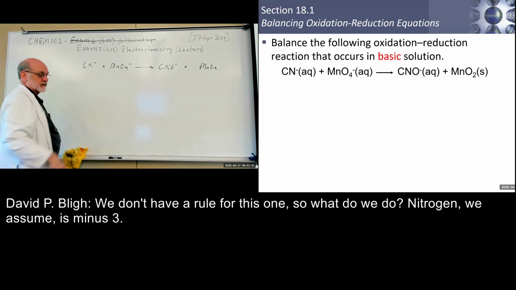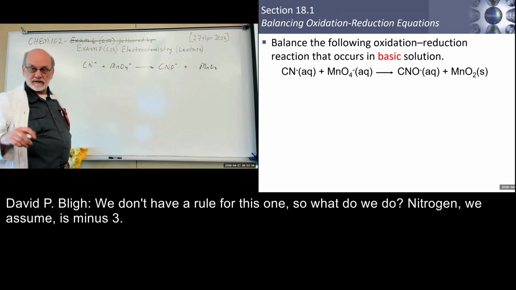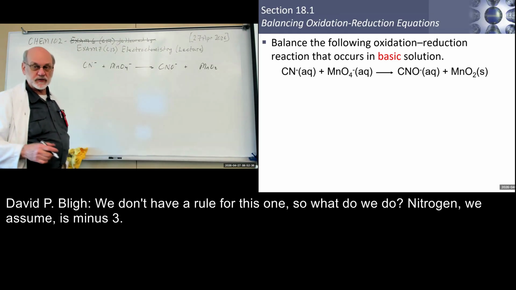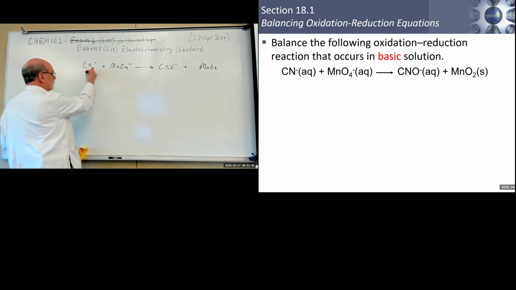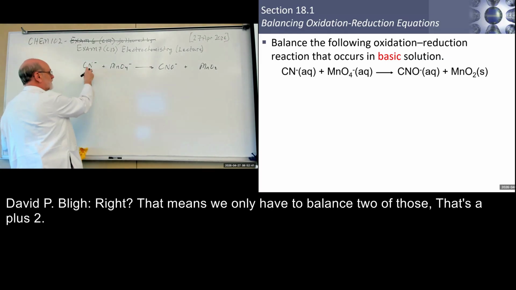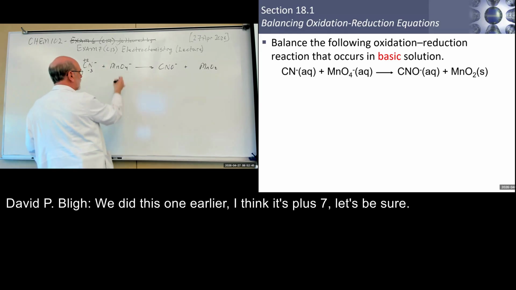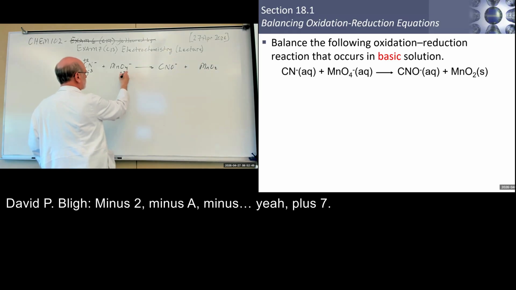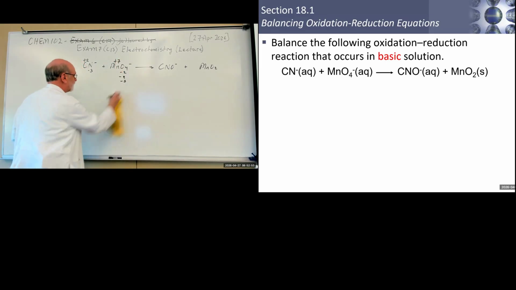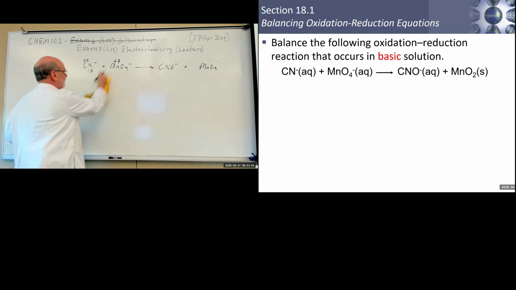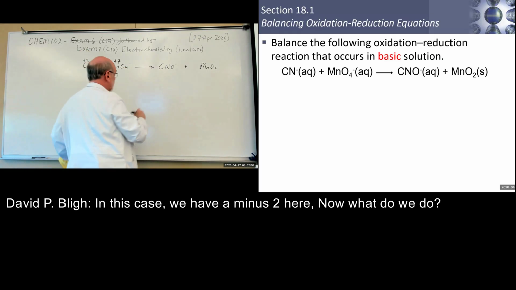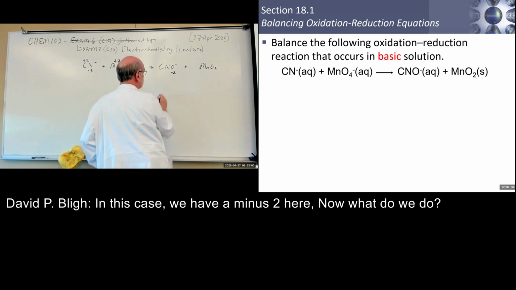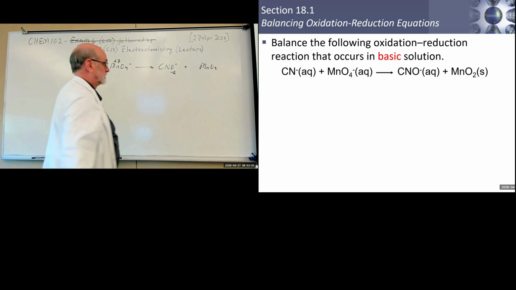We don't have a rule for this one, so what do? Nitrogen, we assume, is -3. Okay. That means we only have to balance 2 of those. That's a +2. We did this one earlier. I think it's +7. Let's be sure. -2 minus 8... yeah, +7. All right. In this case, we have a -2 here. Now what do?